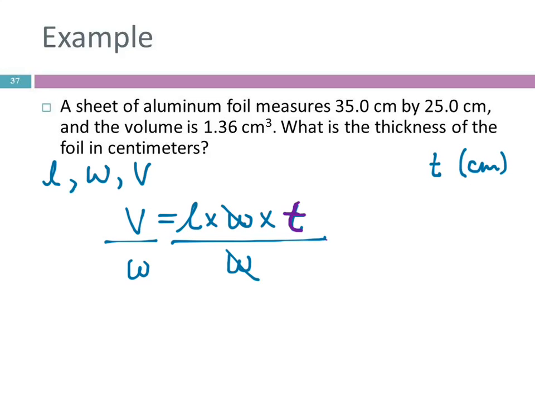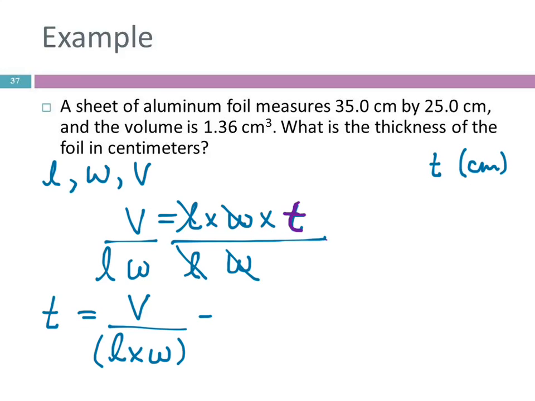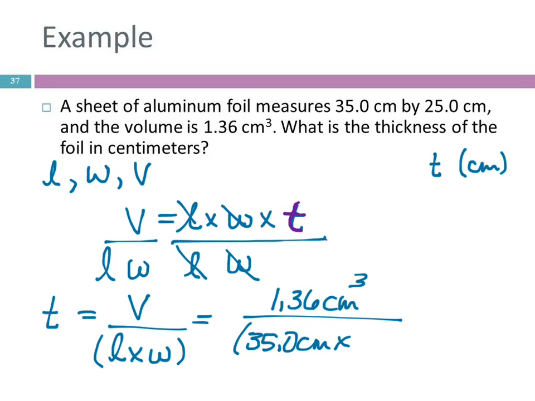To get rid of the L, I divide by the L. Those cancel out. I need to divide by L over here. So it's still equal. So now I've got thickness is equal to the volume divided by the length times the width. The volume is 1.36 cubic centimeters. Down here I've got 35.0 centimeters times 25.0 centimeters.